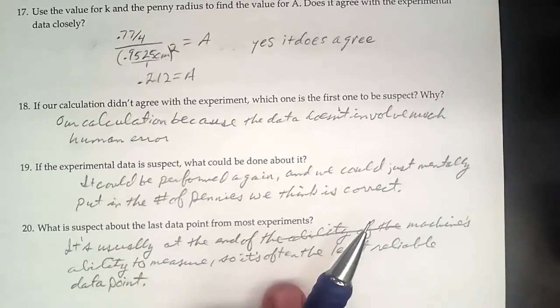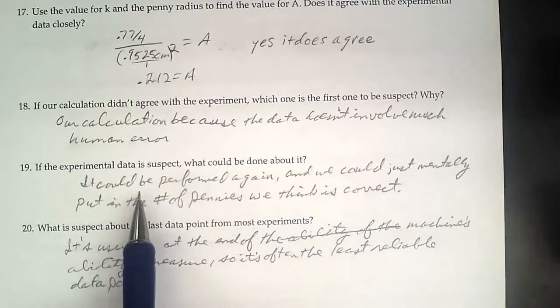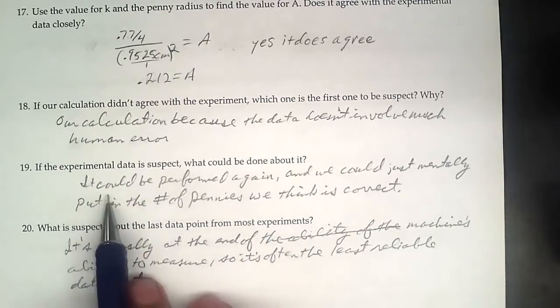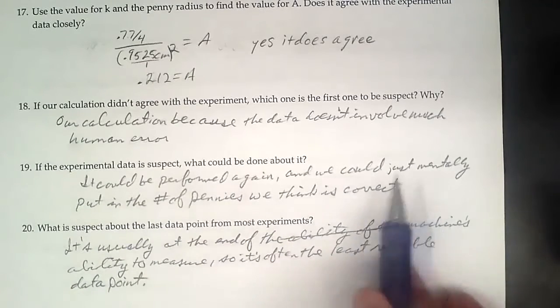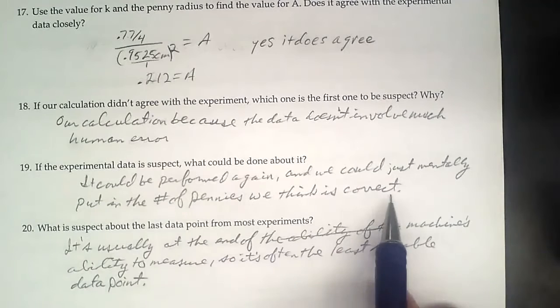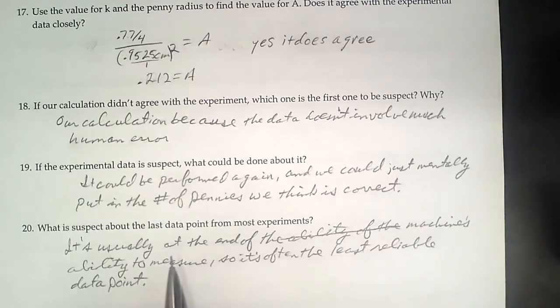If the experimental data is suspect, what could be done about it? Well, you could go and perform it again. It could be performed again, and we could just mentally put in the number of pennies we think is correct. Remember that I said maybe if the number is really bad, maybe you just go back and do it again. And if you think it should cram in 2 more pennies and that the computer is kind of cheating you out of 2 pennies, then just mark down 2 more pennies in your data table and use that. And maybe our 37 turns into a 39.